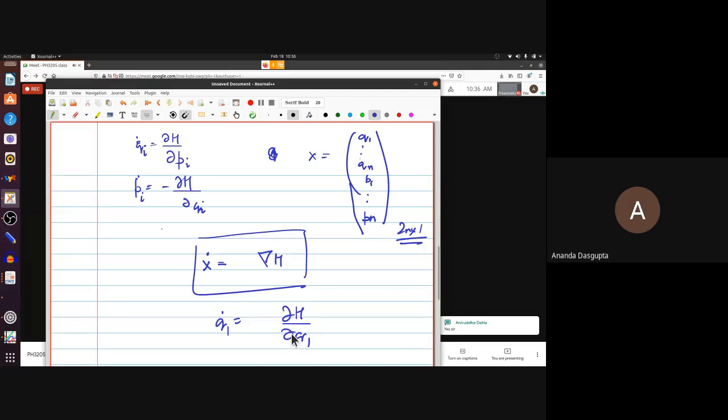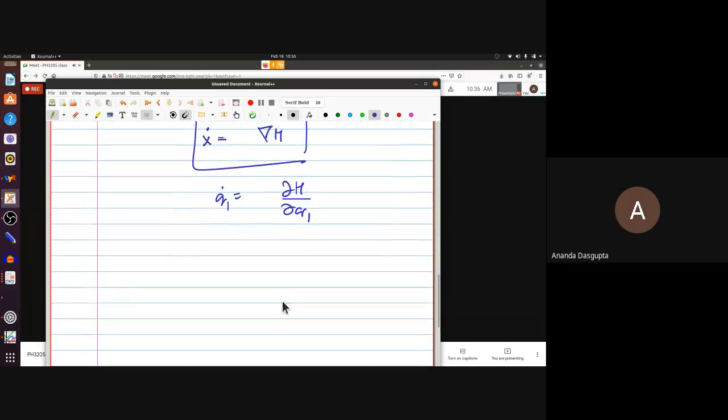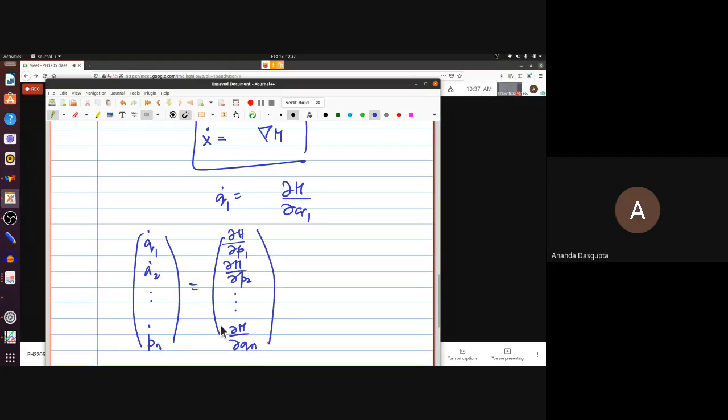You want Q dot not to be grad H, that is, not Q1 dot to be del H del Q1, but you want Q1 dot to be del H del P1. So what you want is a set of equations which look like this: Q1 dot, Q2 dot, Pn dot, del H del Qn, with a minus sign here, and a minus sign for all the P dots.